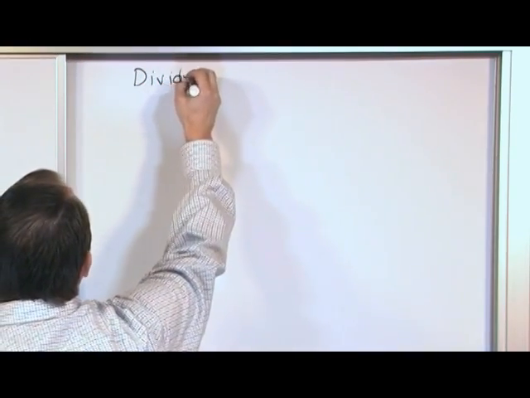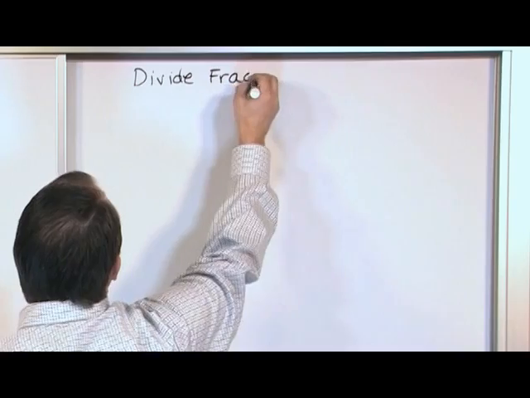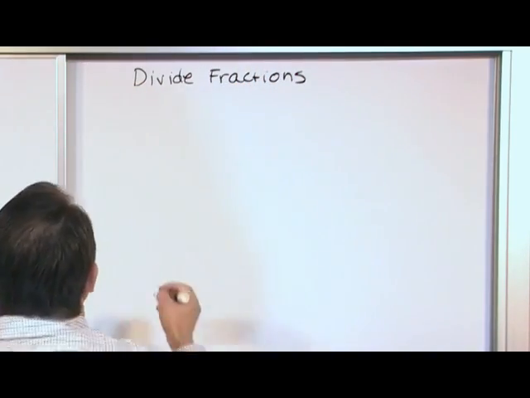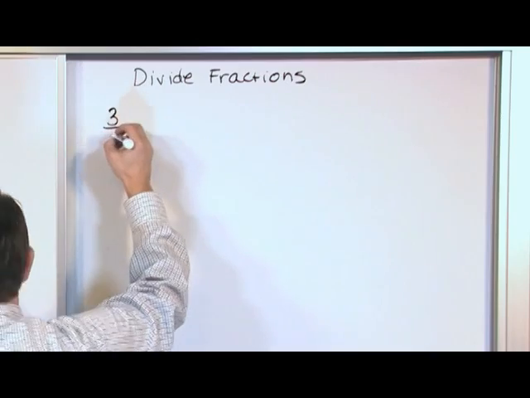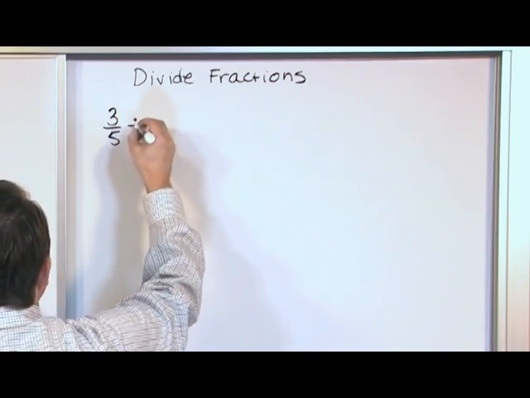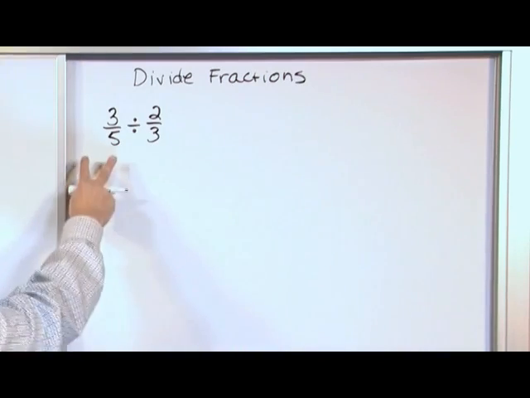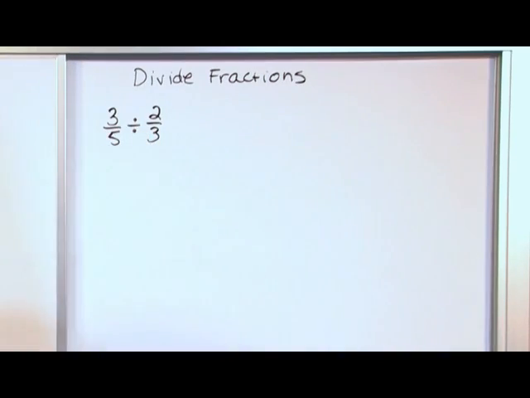Divide fractions. All right, so let's do one like this. Let's say we have 3/5 divided by 2/3. All right, so we have a fraction and we're dividing it by another fraction.